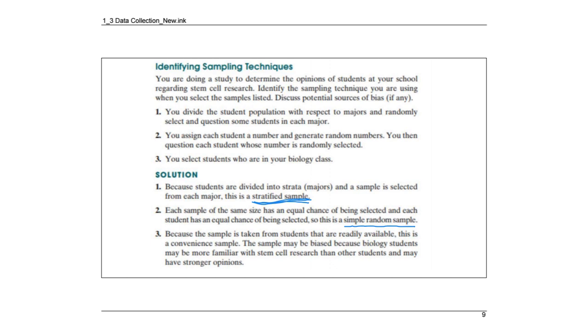Okay, then finally, you select students who are in your biology class. All right, well, that's convenience. That means you didn't put much thinking into it at all. You just show up at your biology class, you ask how many of them have an opinion regarding stem cell research, and so that would be a convenience sample. And since it's a biology class, you would probably get a biased answer on that.